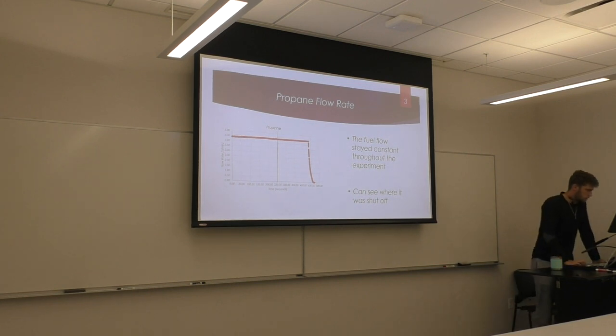Alright, these are all the graphs that I made from the data on different values we use for calculations. This one's the fuel flow. As you can see, for most of this experiment it was constant because we didn't adjust the valve throughout it. And then you can see at the end where we turned the valve off and it was going down.